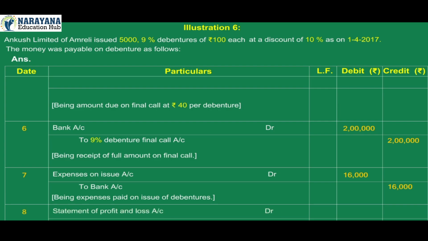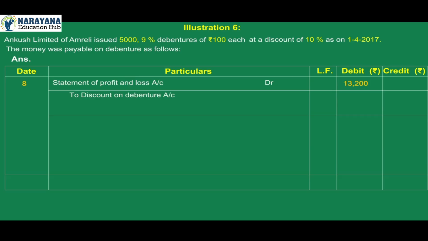8. Statement of profit and loss account debit 13,200 to discount on debenture account credit 10,000, 1/5 of 50,000, to expenses on issue of debentures account credit 3,200, 1/5 of 16,000.